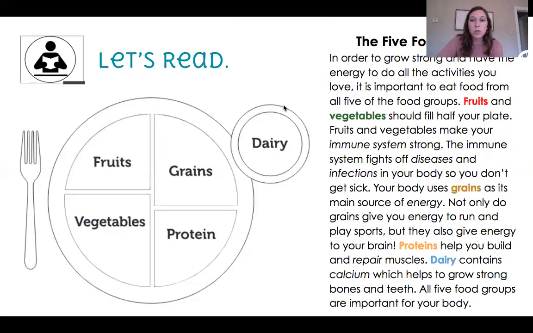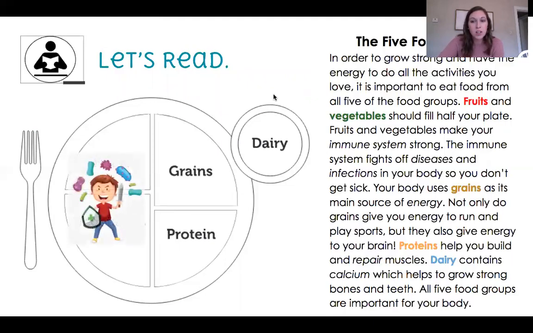Fruits and vegetables should fill half of your plate. Fruits and vegetables make your immune system strong. The immune system fights off diseases and infections in your body so you don't get sick. Your body uses grains as its main source of energy. Not only do grains give you energy to run and play sports, but they also give energy to your brain.